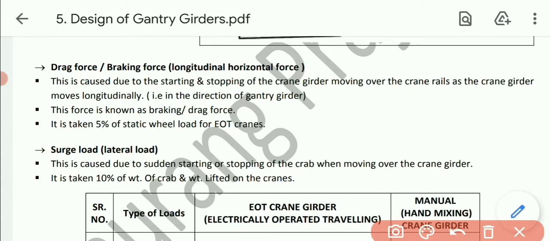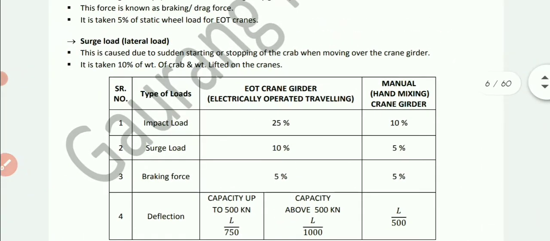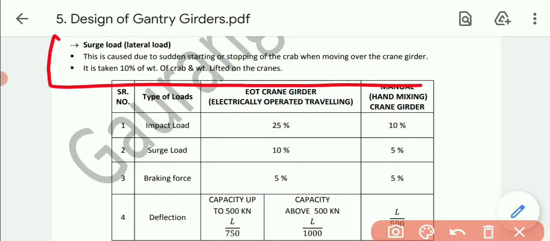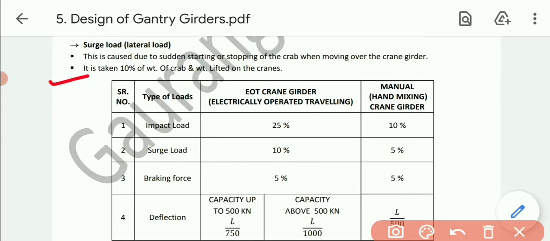So when the crane girder moves in the direction of the gantry girder, the force experienced by the gantry girder is known as drag, or braking force. And the last one is surge load. This is caused due to sudden starting or stopping of the crab when moving over the crane girder. Whenever the crab or trolley moves over the crane girder, the load felt by the gantry girder is known as surge load. It is taken as 10% of the weight of the crab and the weight of the lifted load.